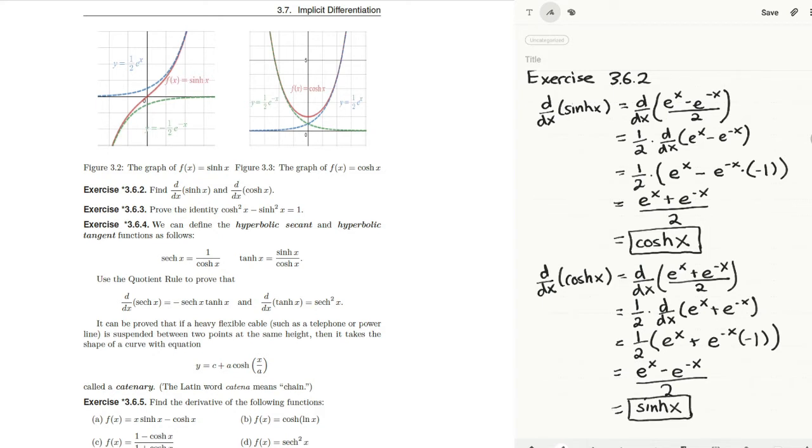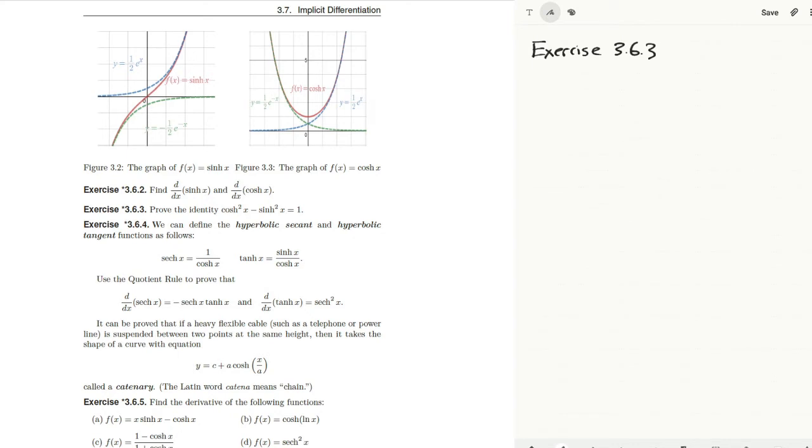And so what we have is that the derivative of sinh is cosh, and the derivative of cosh is sinh. And notice that unlike the trig functions, there is no negative sign when we find their derivatives.